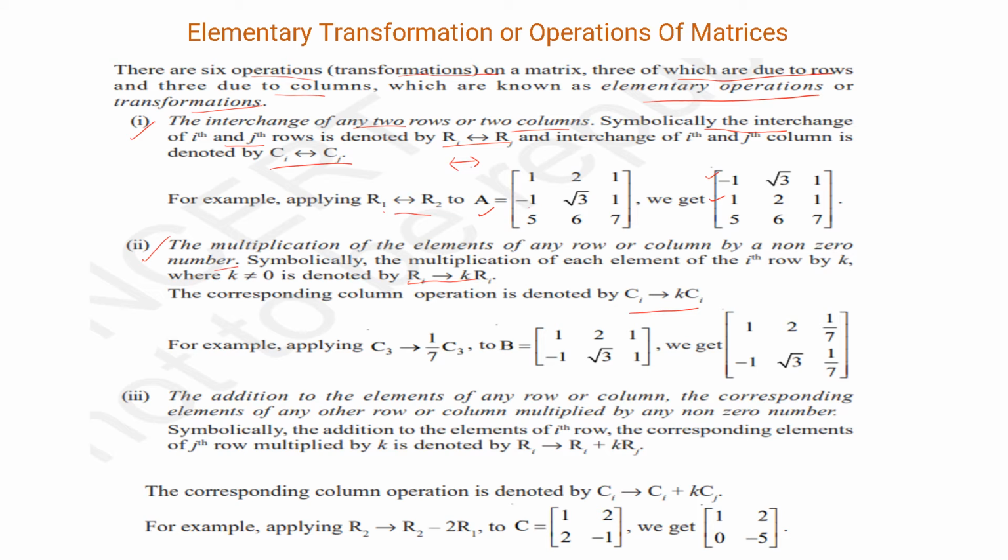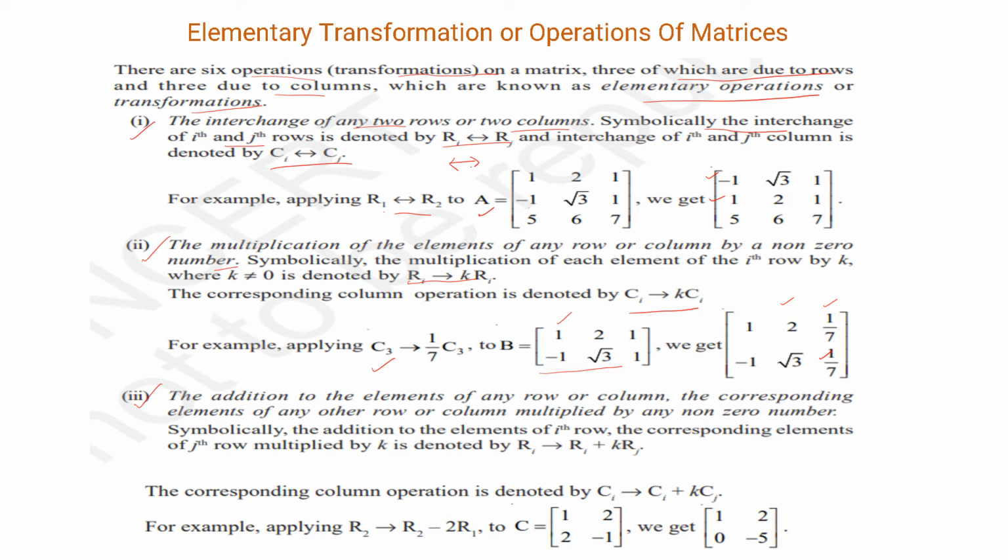And similarly for column, say we are multiplying the ith column with k, we will write Ci is changed to k times Ci. For example, say this is a matrix which we are having as first row 1 2 1 and minus 1 root 3 1 as the second row, and there are 3 columns: 1 minus 1, 2 root 3 and 1 1. Now say I am applying the operation C3, means third column is now changed to 1 by 7 times C3. So there will be no impact on the first column, no impact on the second column, but the third column here will be multiplied with 1 by 7. So it is 1 by 7 times 1 and again 1 by 7 times 1. This is how this operation can be applied.